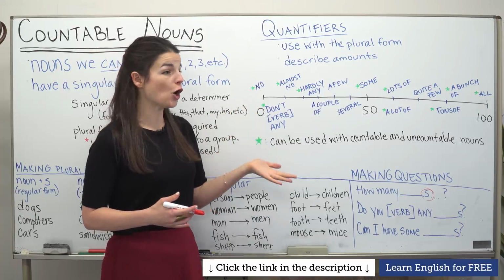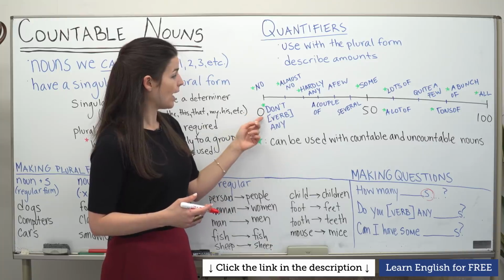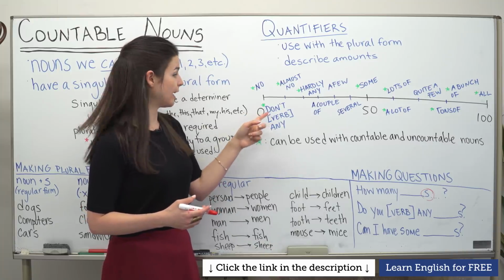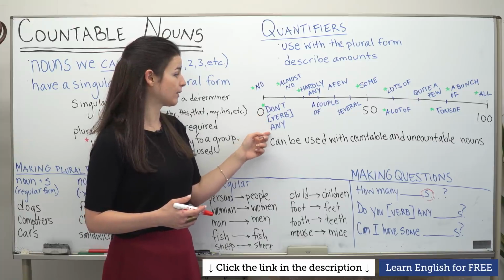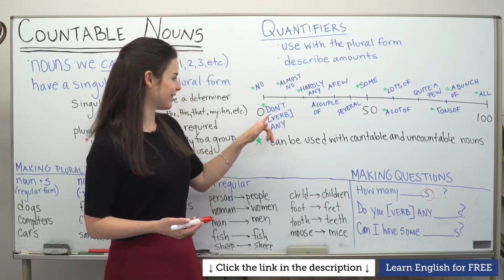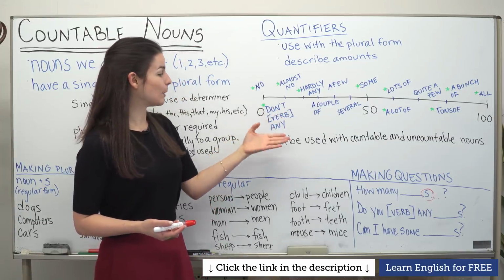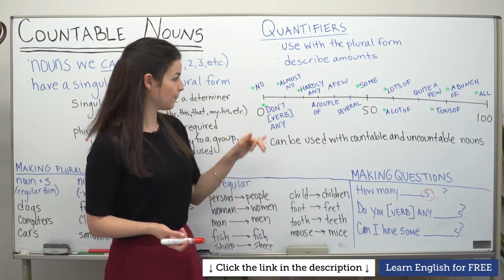So I have no pets, for example. We can say that. Or I don't have any pets. Here I have don't plus verb plus any. So I don't have any pets, or I don't need any cupcakes. I'm thinking about cupcakes today. So I don't need any blah, blah, blah. So we can replace the verb here with the verb of your choice.